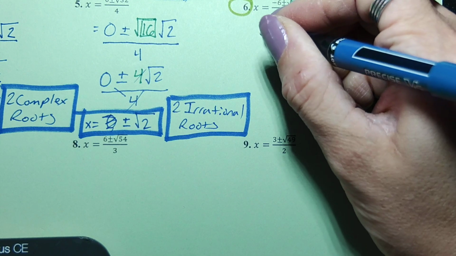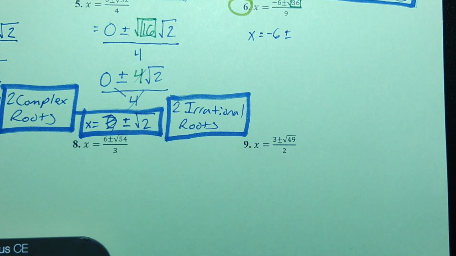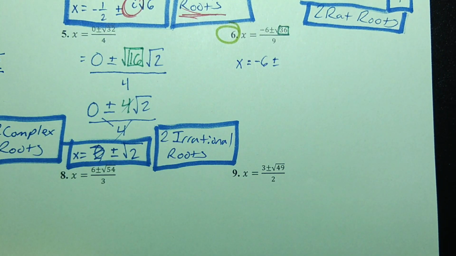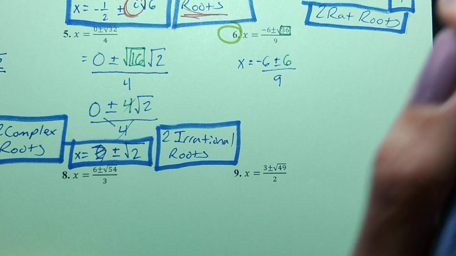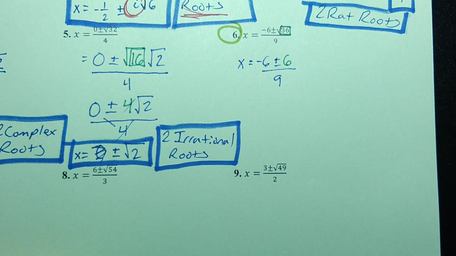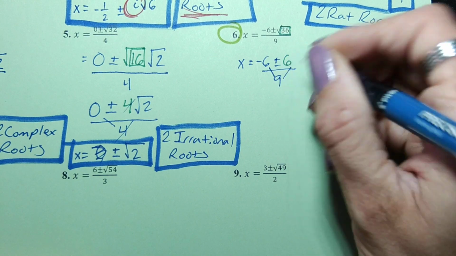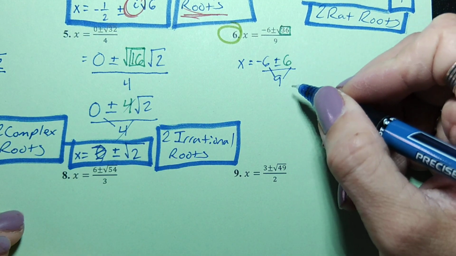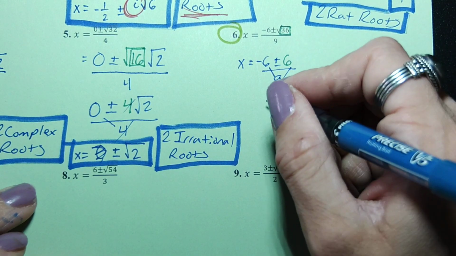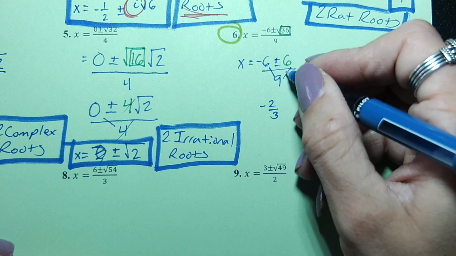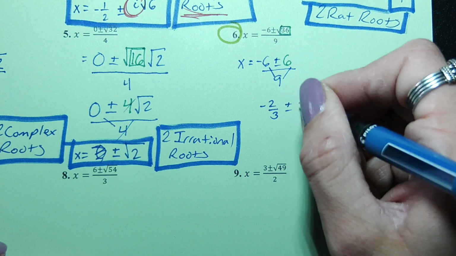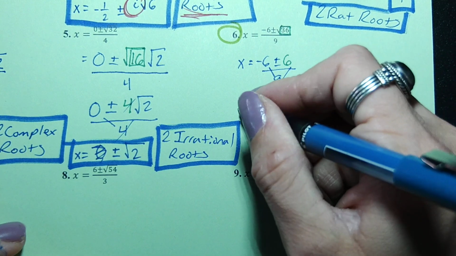So folks, on this one, 36 is a perfect square. So the square root of 36 would just be 6. And this is all over 9. So once my radical is simplified, I'm ready for division distribution. So negative 6 over 9 is negative 2/3. And then positive 6 over 9 is also 2/3.